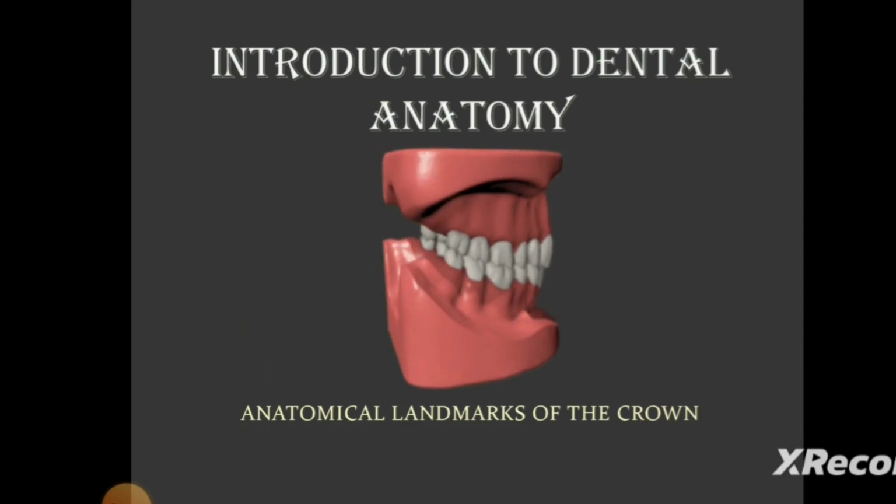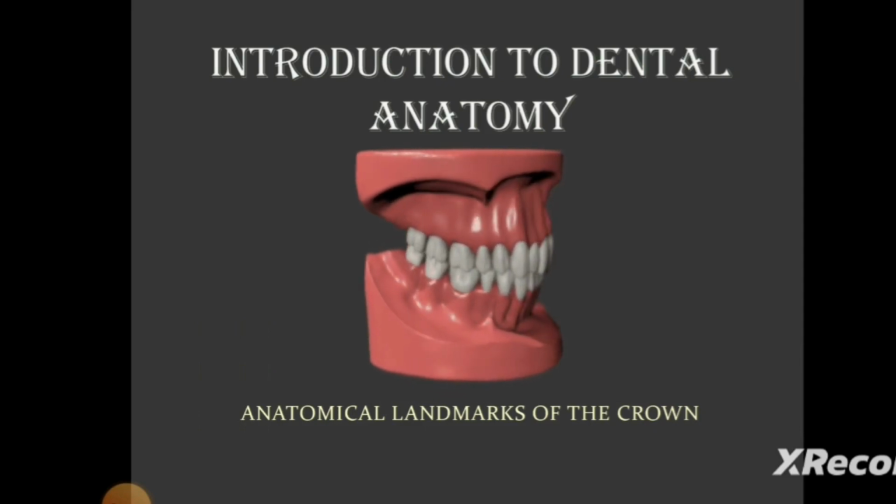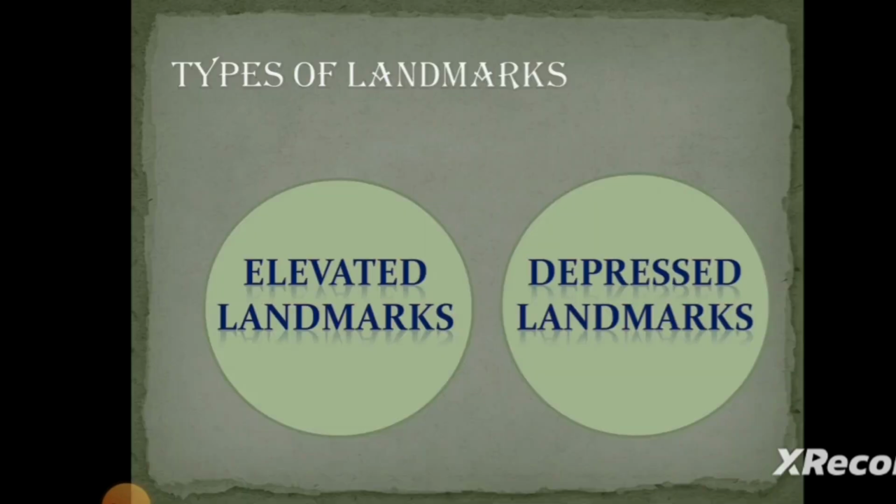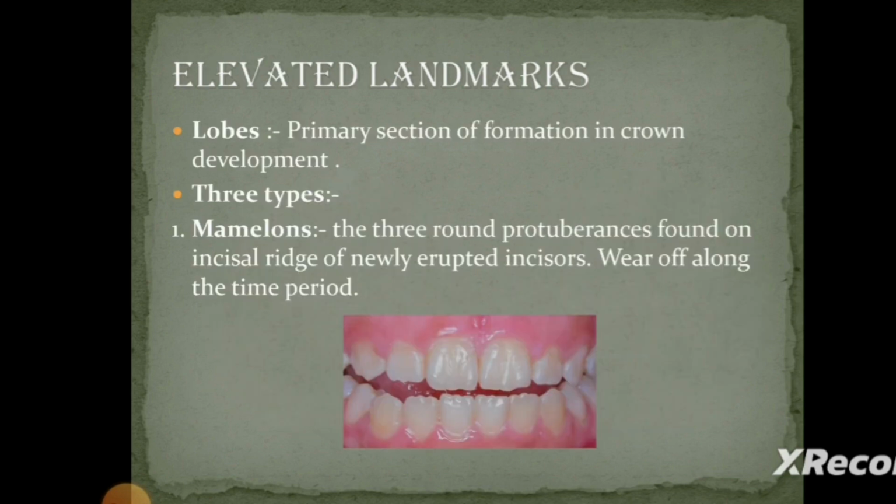Today, we are going to study about anatomical landmarks found in dental anatomy. These are of two types, elevated and depressed. So, let's begin with the elevated landmarks. These are of different types.